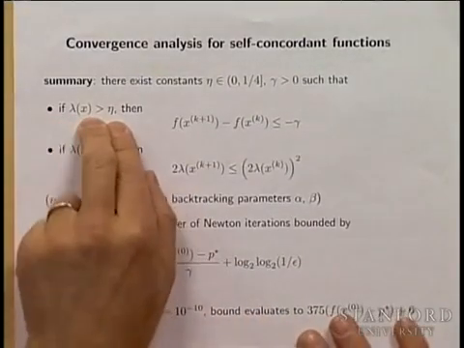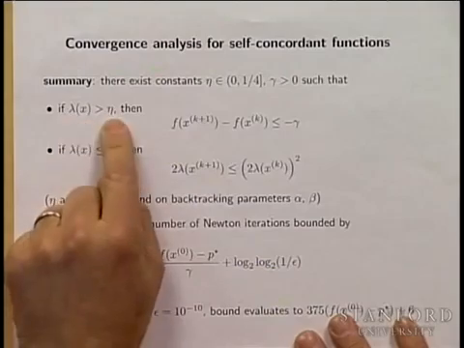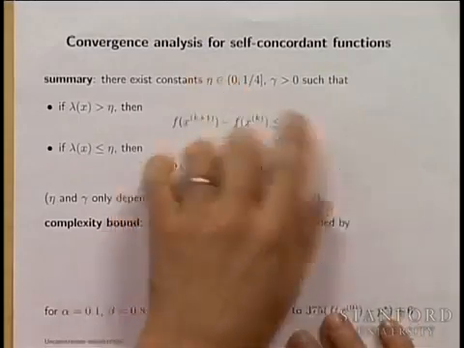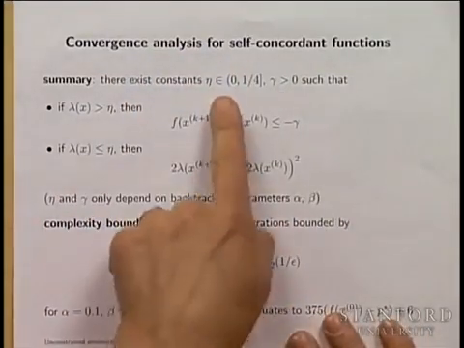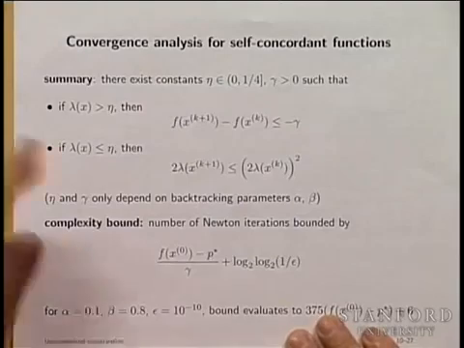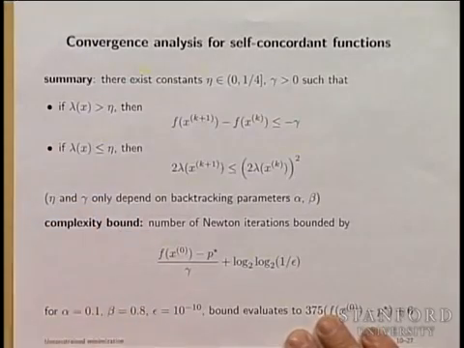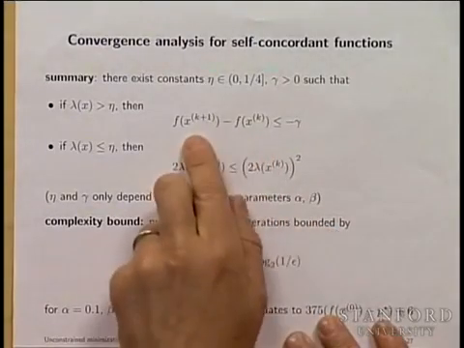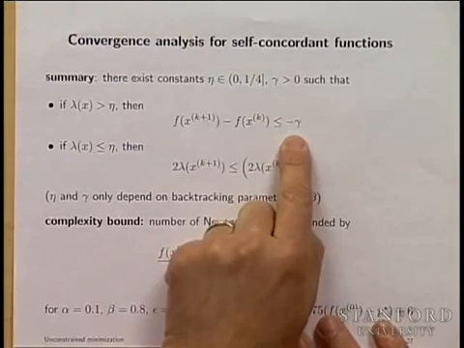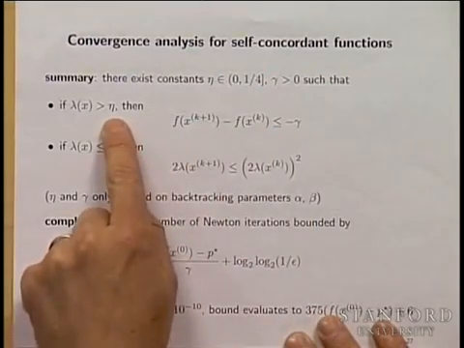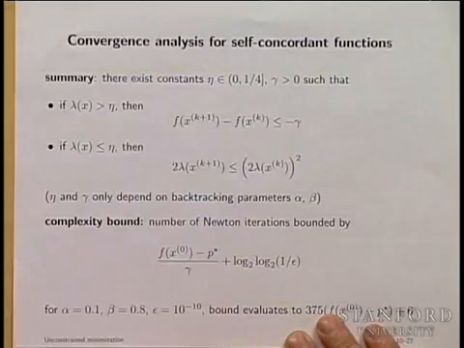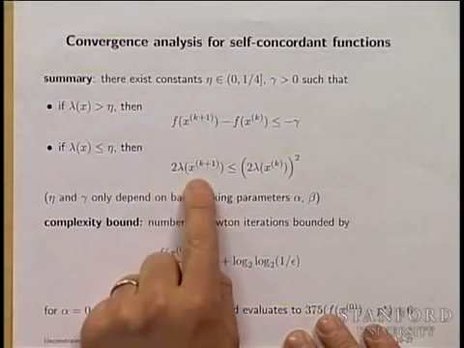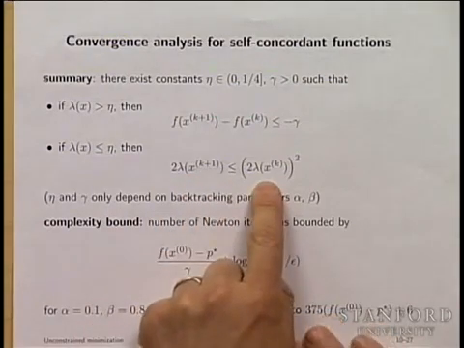Everything depends on lambda. That's our old friend, the Newton decrement. If it's bigger than a number eta, and you can get very deeply into this if you want to optimize the analysis, the eta would be 0.09 something. It says that the function value decreases by at least a number gamma if the Newton decrement is bigger than eta. And then once it's less than eta, it says twice the Newton decrement is less than twice the Newton decrement squared.